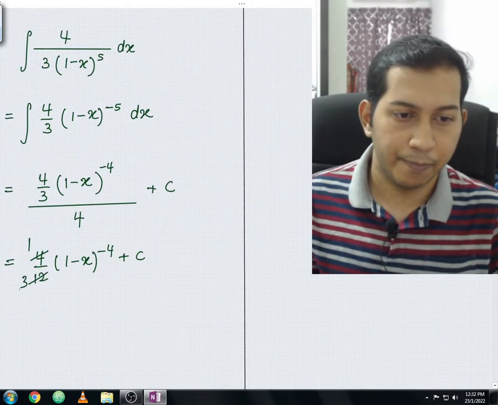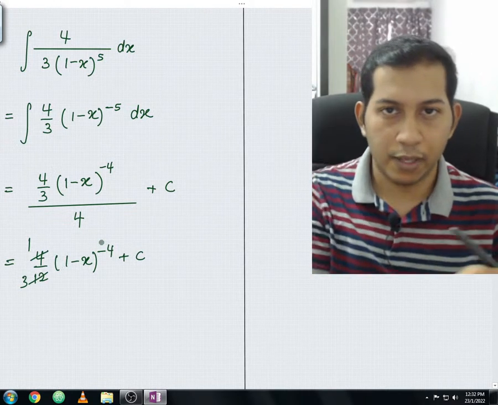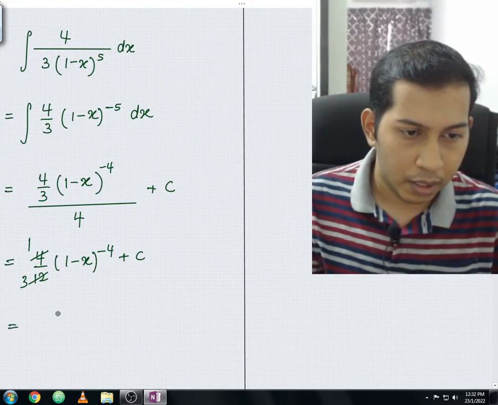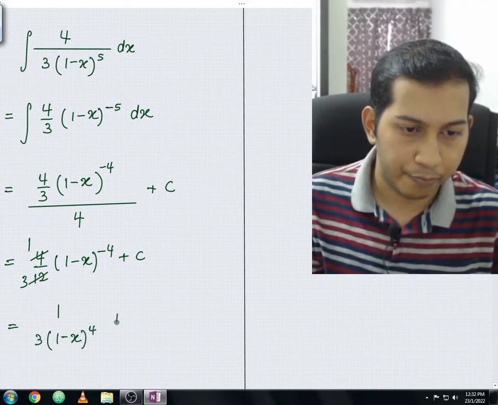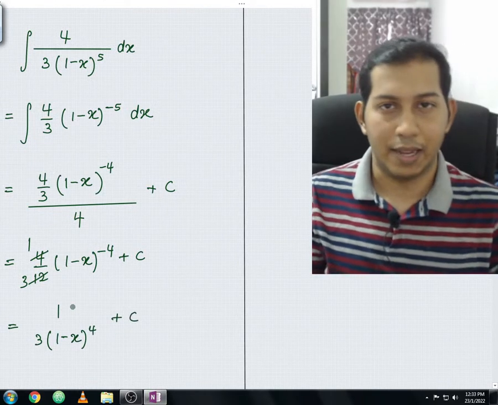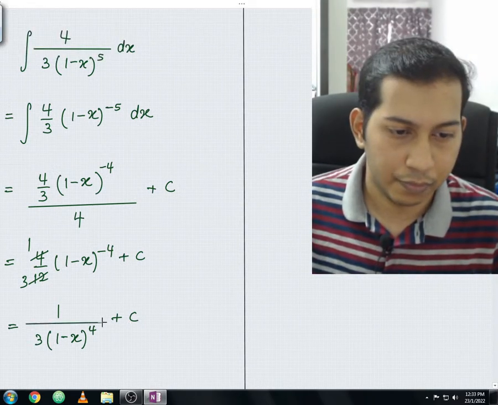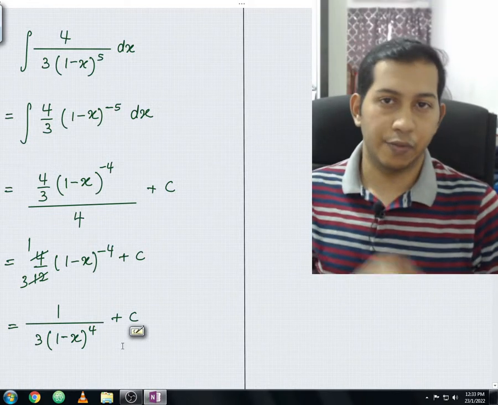From here, this (1 minus x) to the power of negative 4, you can move it to the denominator. So your final answer will be 1 over 3 in a bracket (1 minus x) to the power of 4 plus c. So this will be your final answer. Of course, let me underline the fraction line first. So this is how your final answer should look like. Let me underline the solution for this question.